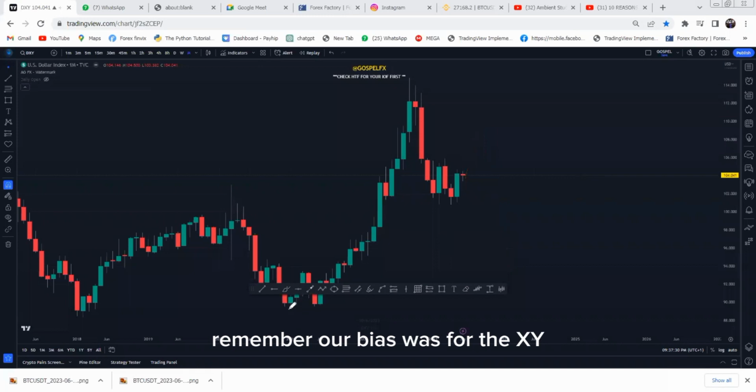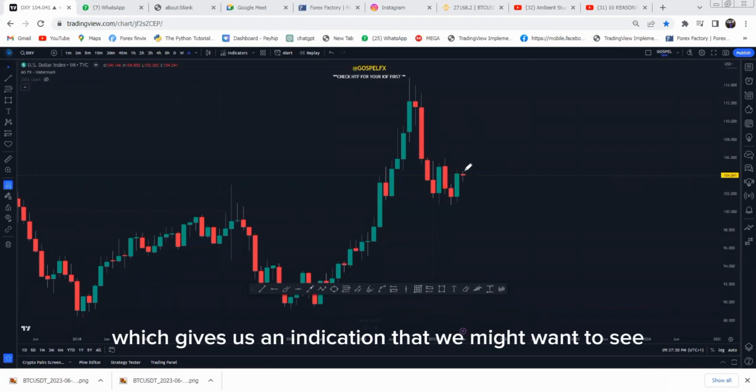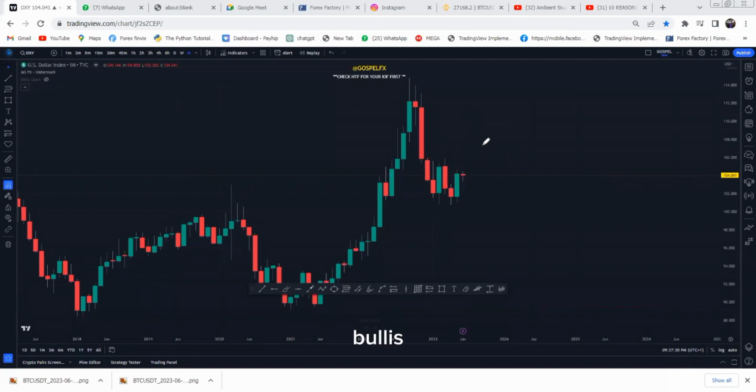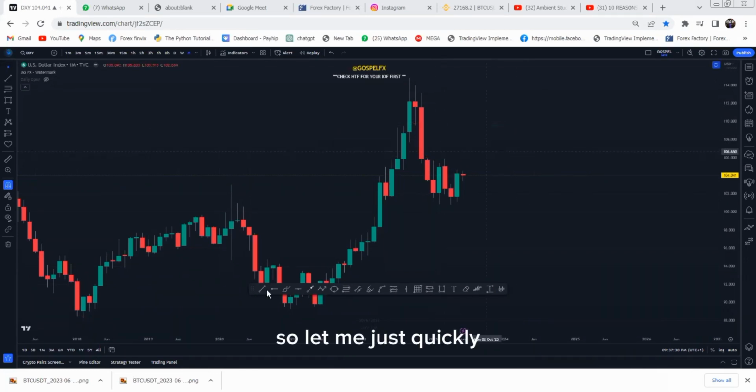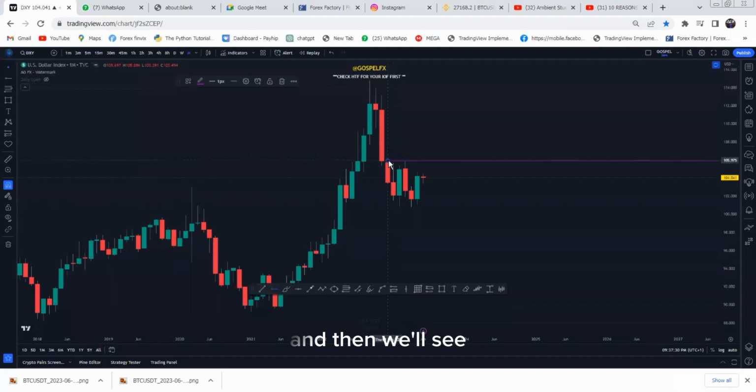Remember, our bias was for the XY. We actually want the XY to drop, clearing these equal lows. But if this low is taken, that's when we're going to have a free fall on the XY right down, clearing these lows down here. But for now, we have this inefficiency here, and the close of last month. The close of last month was pretty bullish, which gives us an indication that we might want to see bullish price movements on the dollar index. But we have this inefficiency in view. So let me just quickly annotate that, and then we'll see.